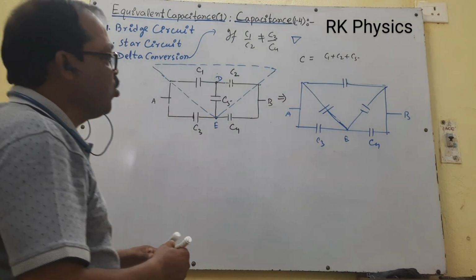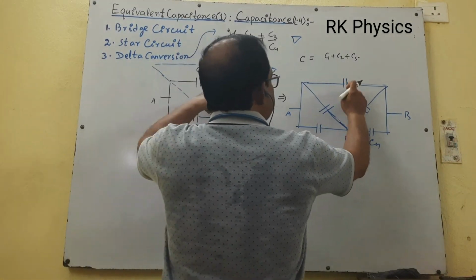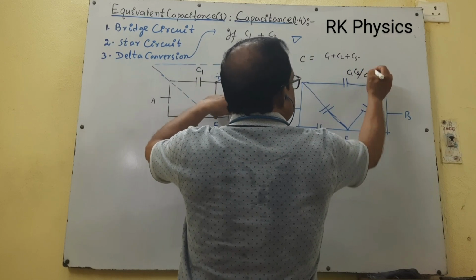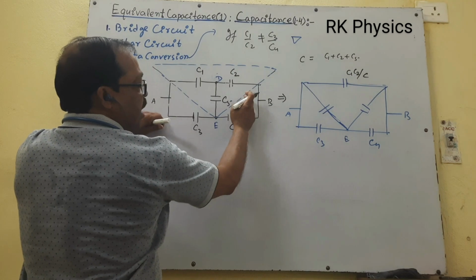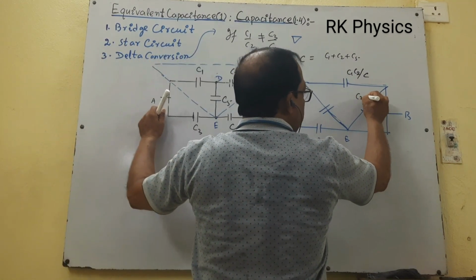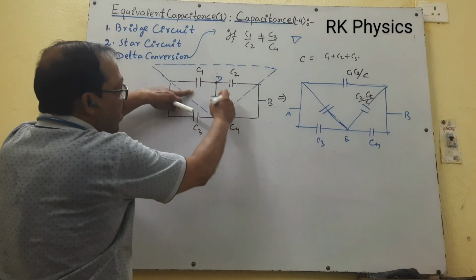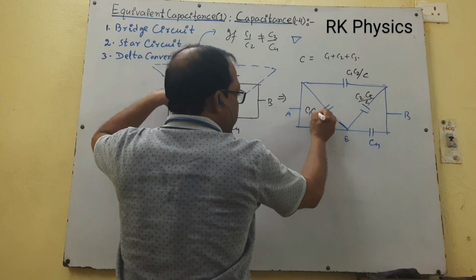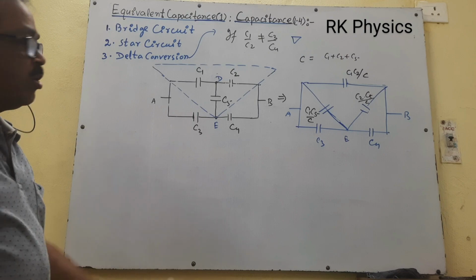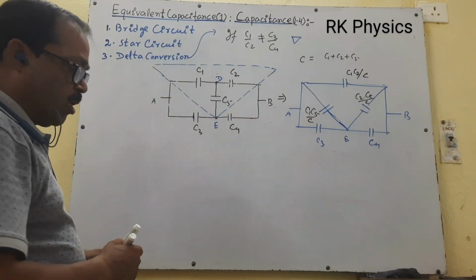Now if this is the equivalent circuit, what are the capacitances of these three? The first one is C1, C2, the product of these two divided by C. Now this branch capacitance is C2, C5, same side, C2 into C5 divided by C, and this side C1, C5 divided by C. These are the capacitors. So you can convert by using delta into the equivalent form.